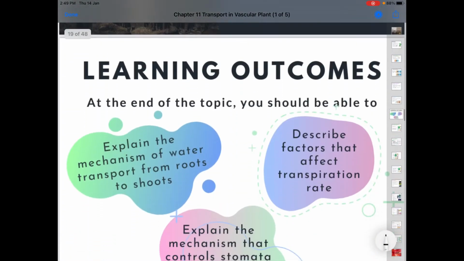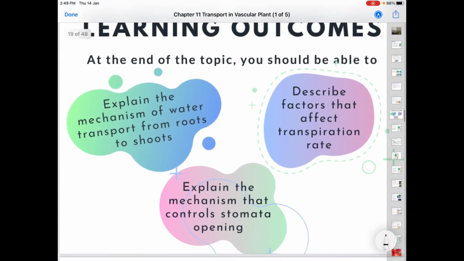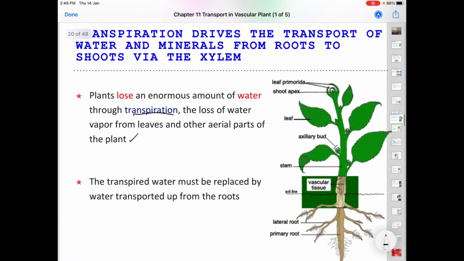Okay, hi. We continue for the second subtopic. The learning outcomes: explain the mechanism of water transport from roots to shoots, describe the factors that affect transpiration rate, and explain the mechanism that controls the stomata opening.